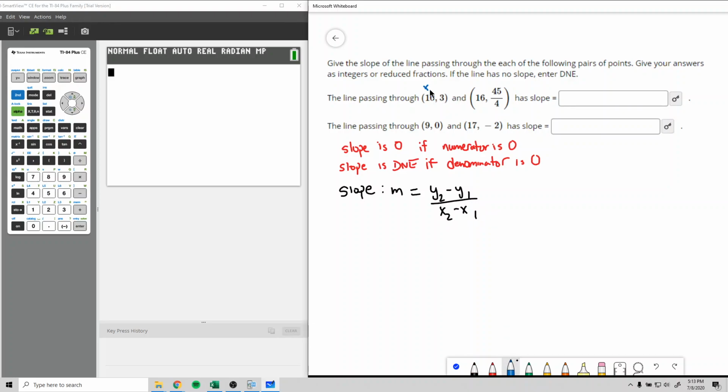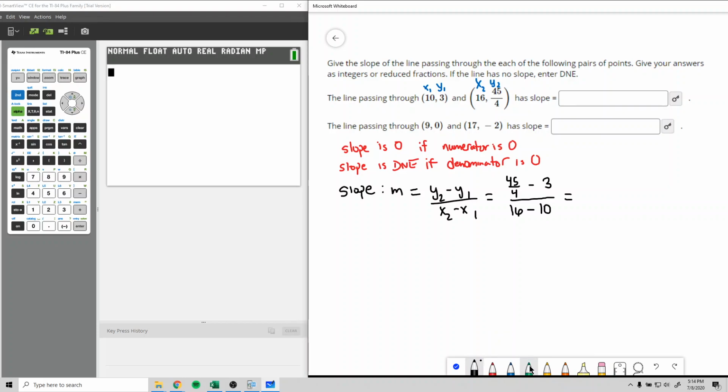Right, so I like to label my points. This first one x1 y1, the second one x2 y2. We'll deal with that one first, and just plug in everything. So y2 is 45 over 4 minus y1, which is 3, over x2 is 16 minus x1, which is 10. Now make sure you simplify each part by itself. We don't want to try to mix the numerator and denominator at all until each is completely simplified.